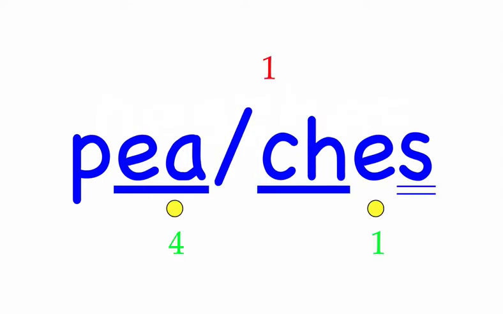Peaches. Here we have a root word ending in CH, so we know according to the rule that we add ES to form the plural. Mark the word. Peaches.